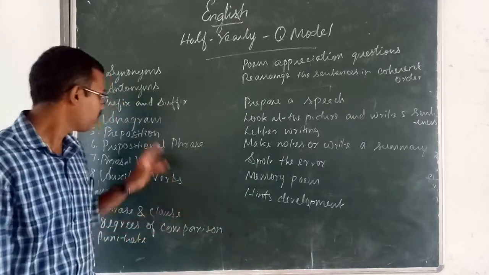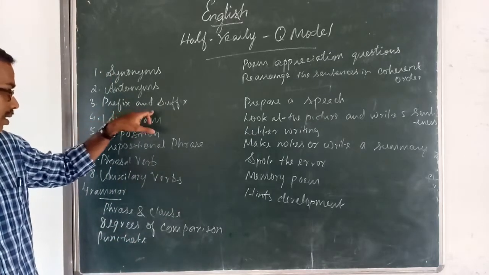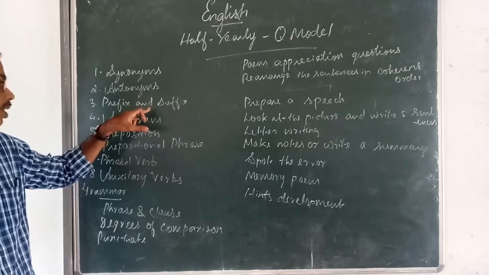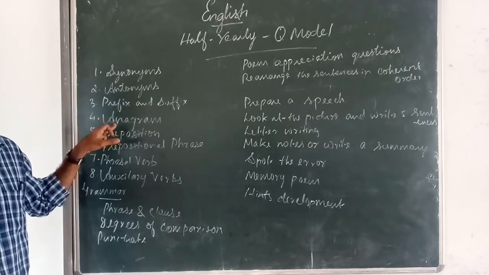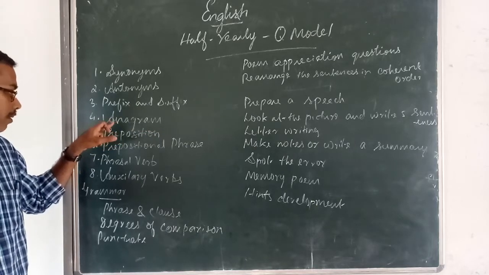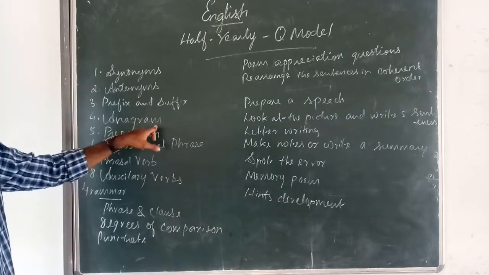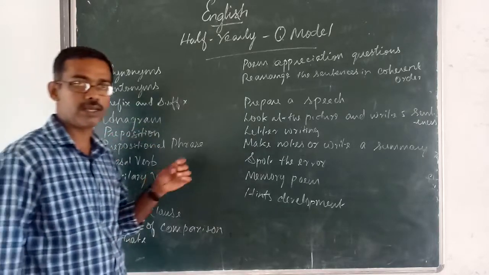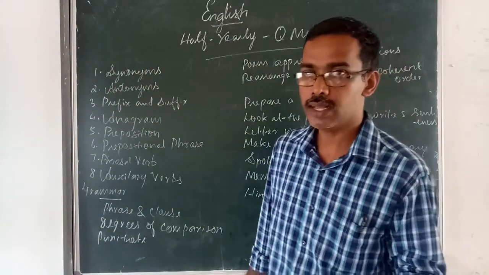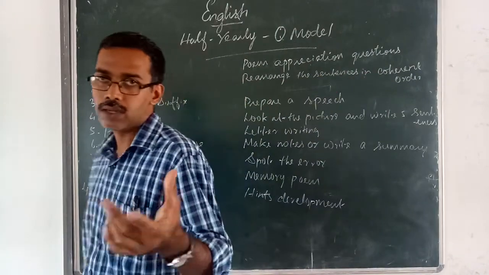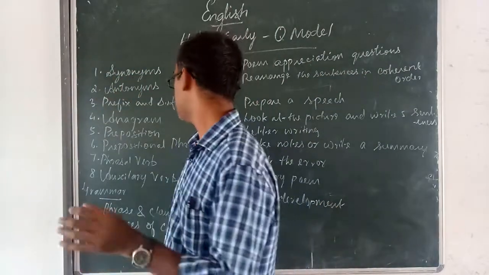Next one, prefix and suffix. It is a book back exercise. In the book back exercise, we have prefix and suffix, or in the guide also it will be available. Go through that one. Then anagrams, that is also available in your textbook, in unit 1 or 2, in the book back exercise. Anagrams means the alphabets in the word will be shuffled, and you have to place them in a proper way. That is called anagrams.